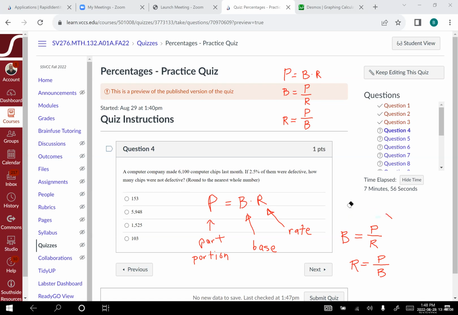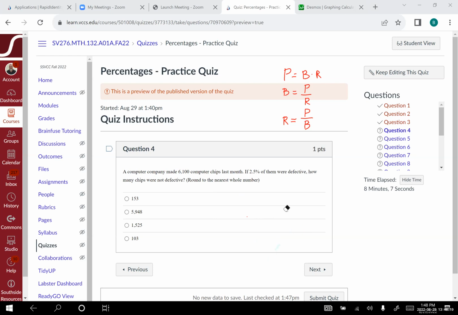So really what becomes the challenge is figuring out what you're given, whether you're given the part, the rate, or the base, and what it is you're looking for. The base typically comes after the word of. If it says 30% of 3,000, then that 3,000 is usually your base. What is 25% of 8,000? 8,000, because it comes after the word of, is your base. That's a good way to do it.